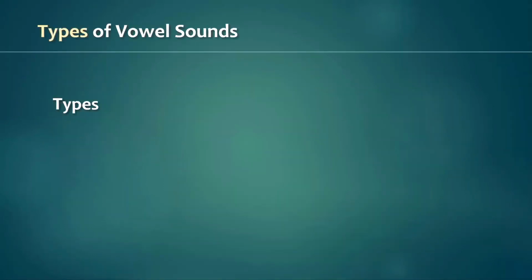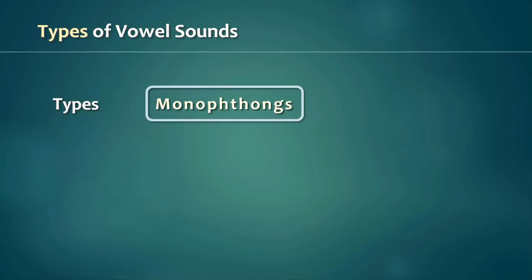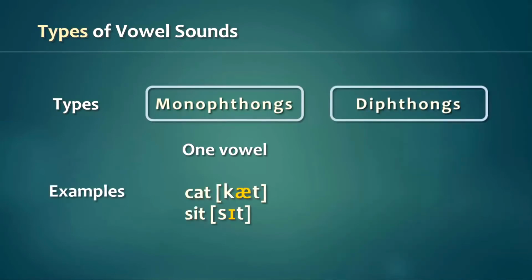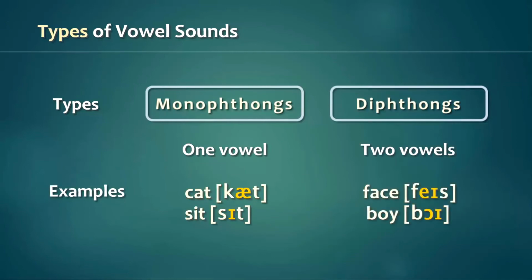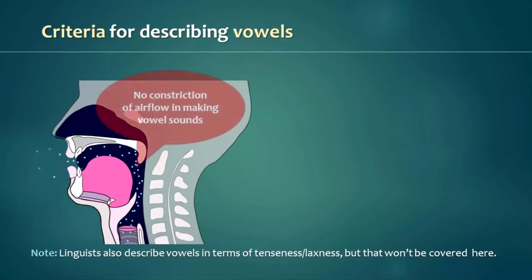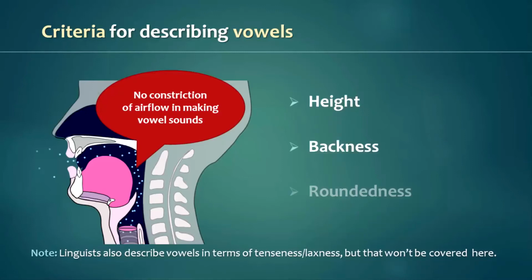There are two types of vowel sounds: monophthongs and diphthongs. Monophthongs involve one vowel quality, and diphthongs involve two vowel qualities. Now, when linguists are describing vowel sounds, we have to rely on a different set of criteria from what we used in describing consonants, because, remember, vowels do not involve a constriction of airflow in the vocal tract, so our tongue doesn't approach an anatomical landmark like they do with consonants. So the three criteria that linguists use when describing vowel sounds are height, backness, and roundedness.